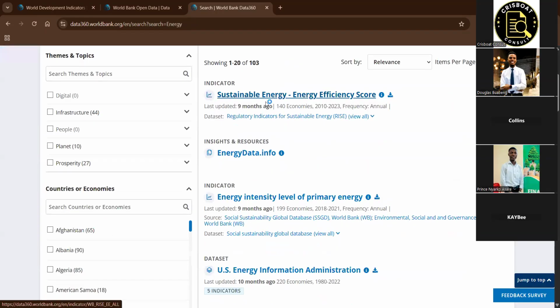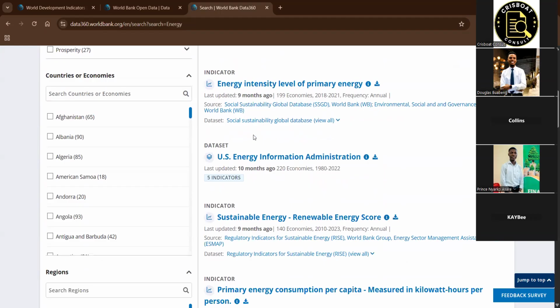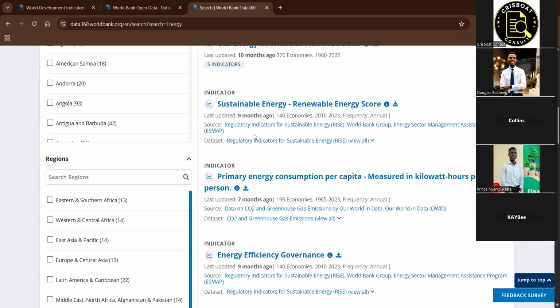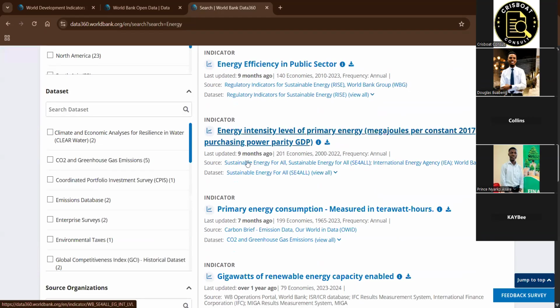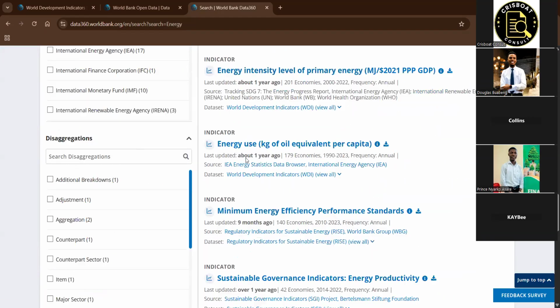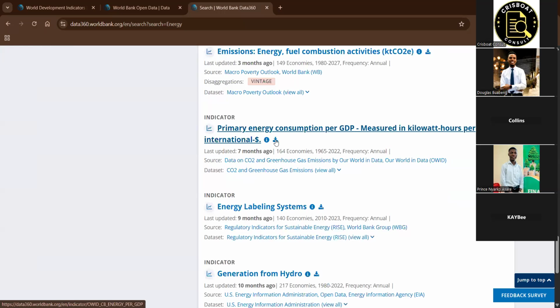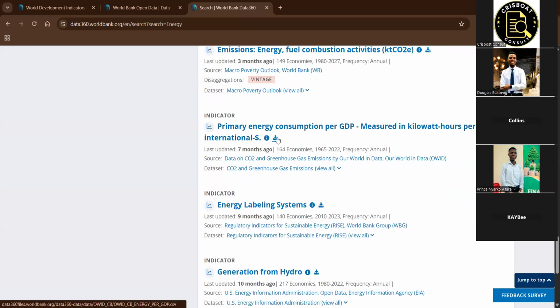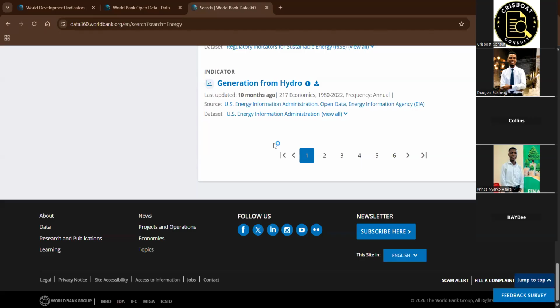Okay, so we have sustainable energy, energy data, energy intensity level of primary energy, US energy information, sustainable energy, energy efficiency governance. So we have a lot of energy related data here. And you can open any of them or you can download any of them and explore what is inside and use it for your study.